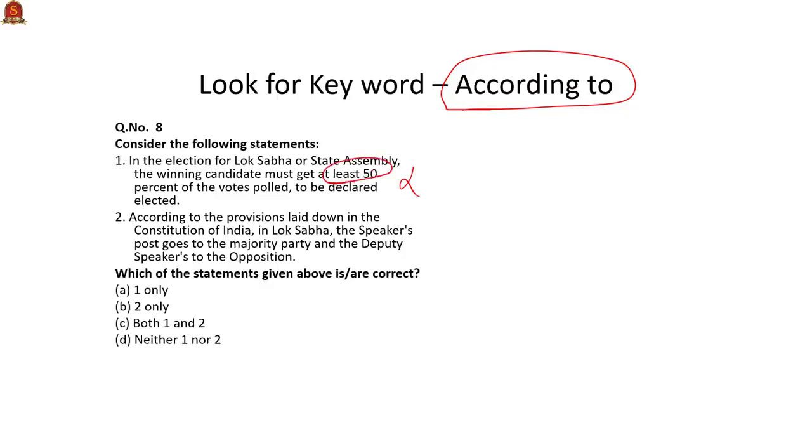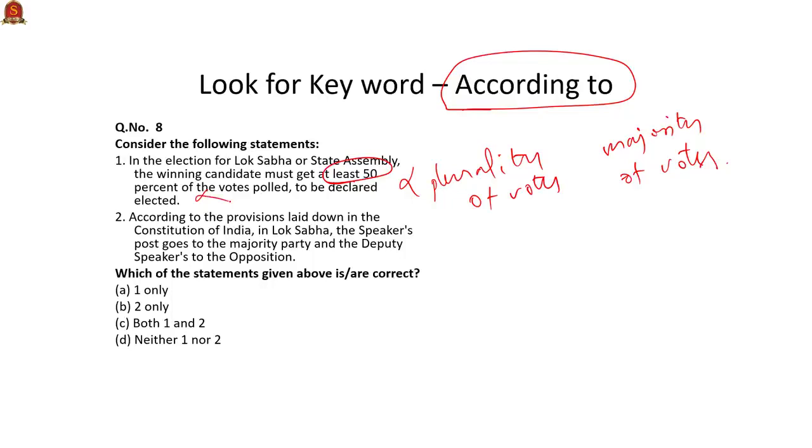This is wrong. It's not at least 50%, it is plurality of votes, meaning whichever candidate gets the maximum number of votes will be declared winner. 50% means majority of votes. It's very difficult to get, and that too in a multi-party system and a multicultural society like India, getting 50% plus 1 is not possible at all. So by logic itself you can say it is wrong, and since most of us take part in the elections, you can easily say it is plurality of votes, the maximum number of votes. So the first statement would be wrong.